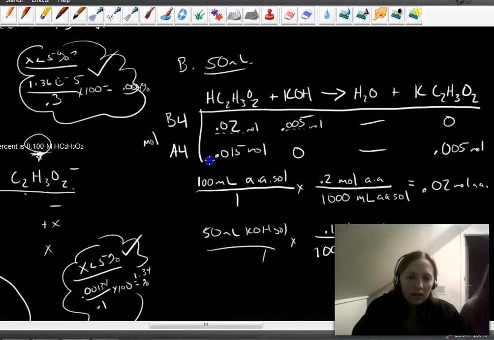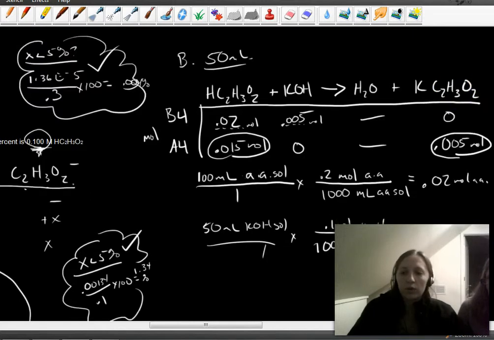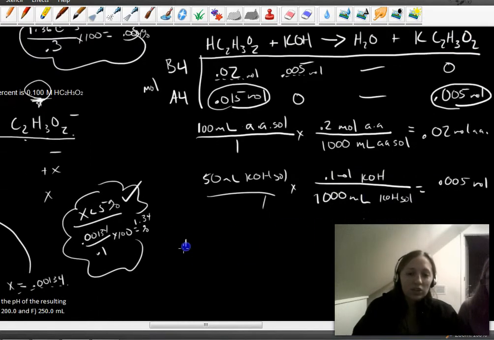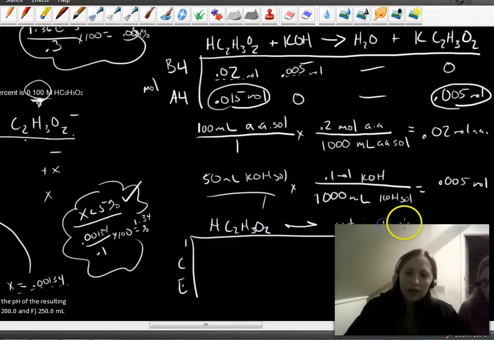Now, this number is relevant and this number is relevant, because now that we have this acid and its conjugate base in solution, we need to figure out where it is going to lie in its equilibrium after this has happened. So we are going to fill in an ICE chart now for acetic acid. So that's acetic acid, H plus and acetate.